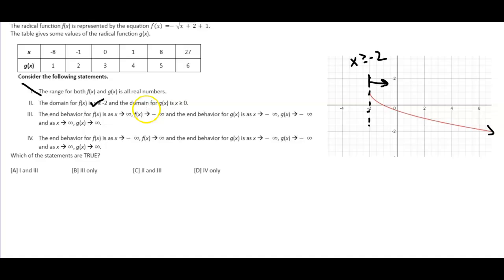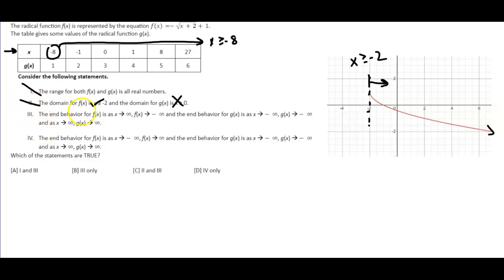So let's look at the second part. The domain for g of x is greater than or equal to 0. Well, here are my x's. My first x is -8, not 0. So if we're actually looking at the table, which is increasing once I start at -8, if we're just looking at the values in the table, we would say that x is greater than or equal to -8, if these are the only points of the function, which we know they are not. But it does include negative values, so this statement is not true. So it's not statement 2.